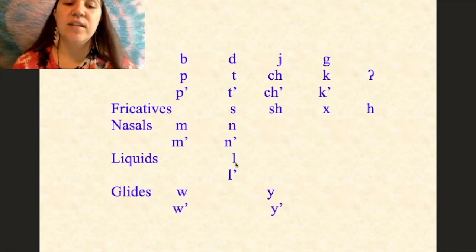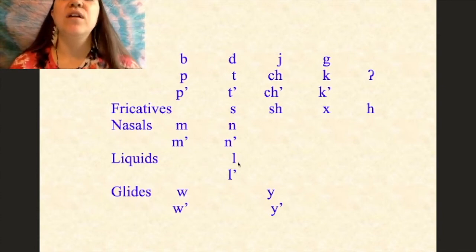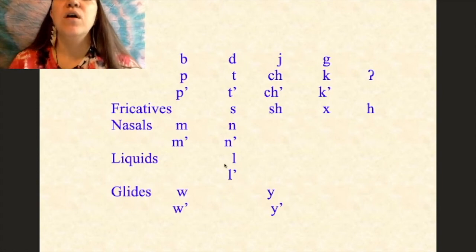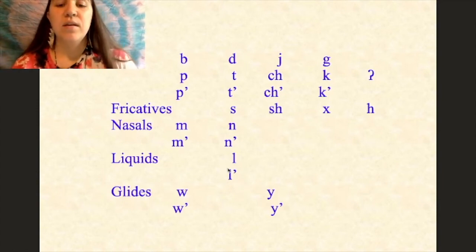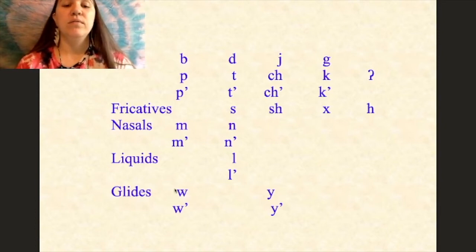And for liquids, this is for that L sound. Just the same as we saw with the M and the N, the one with the comma is kind of like a stop. So instead of dragging out the sound, it would be a stop. And for our glides, these are what you will see at the end of a lot of words. So the W at the end. If I put a vowel like an oo sound, it'd be like oo.